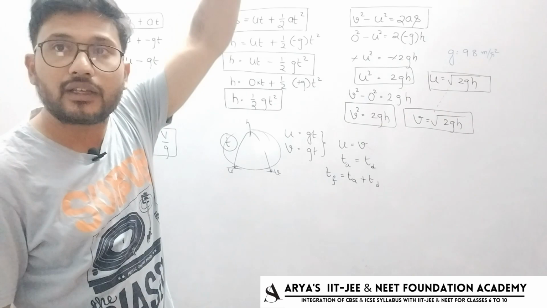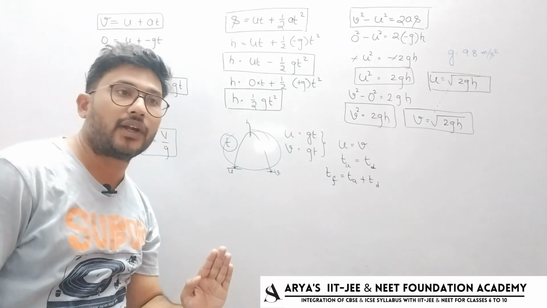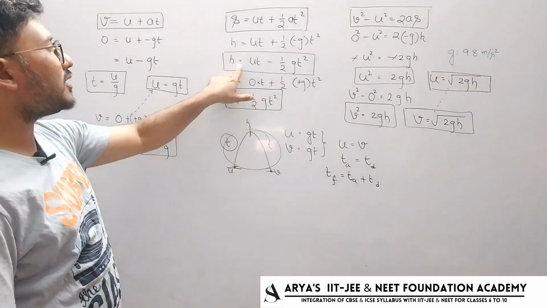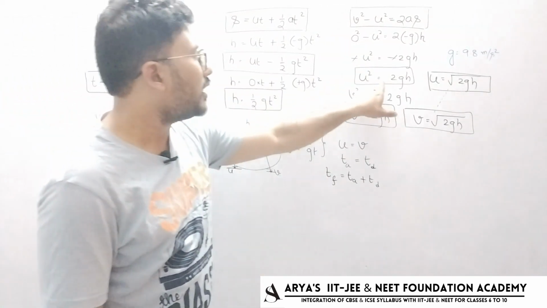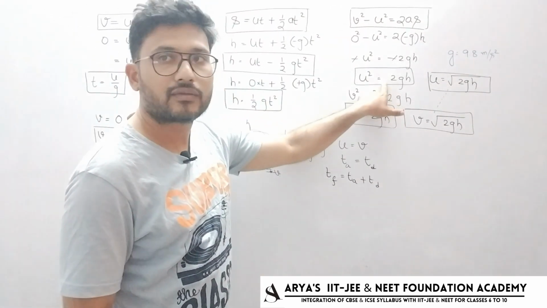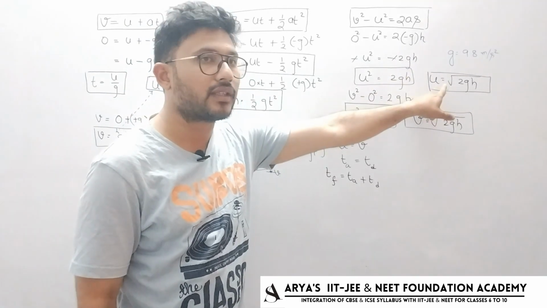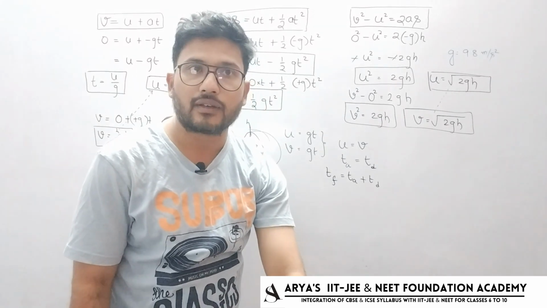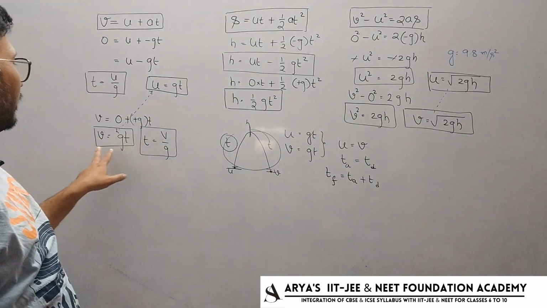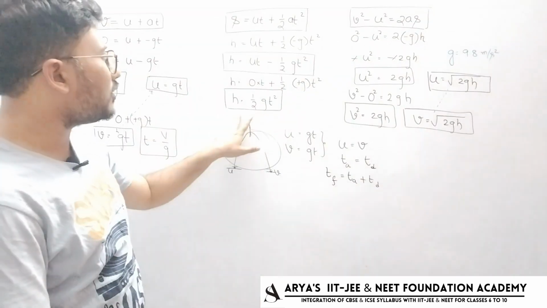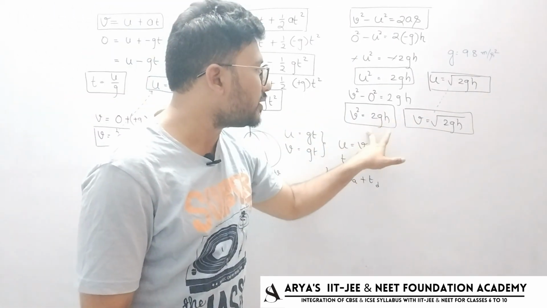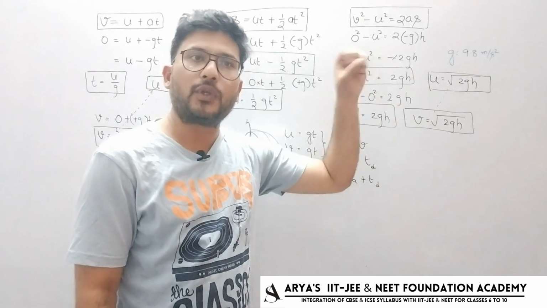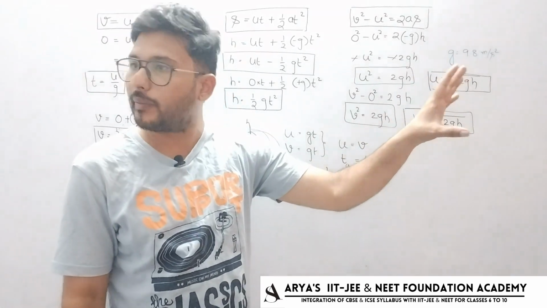Second case, when body is going up: U is equal to GT, H is equal to UT minus half GT square, U square is equal to 2GH, or U is equal to root of 2GH. Case 3, when body is falling freely: V is equal to GT, H is equal to half GT square, V square is equal to 2GH, or V is equal to root of 2GH. So up to 11th class, any numerical problem we can solve it.